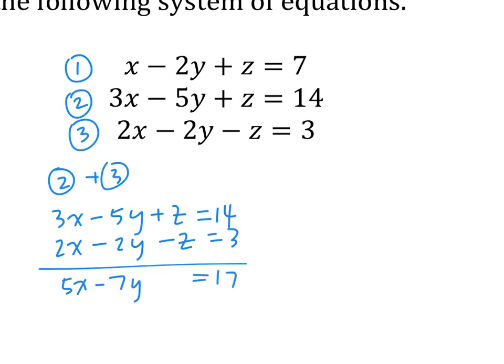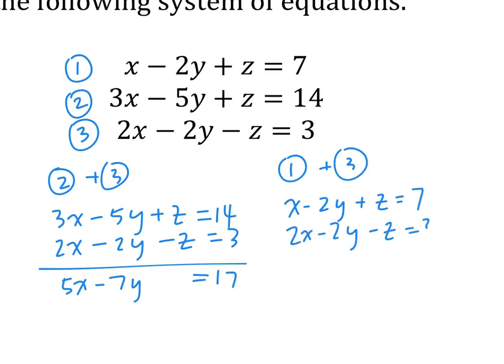All right, I need to get rid of z from another two equations. 1 and 3. All right, so 1 plus 3. So x minus 2y plus z equals 7, and then 3 is 2x minus 2y minus z equals 3. That is 3x minus 4y equals 10.